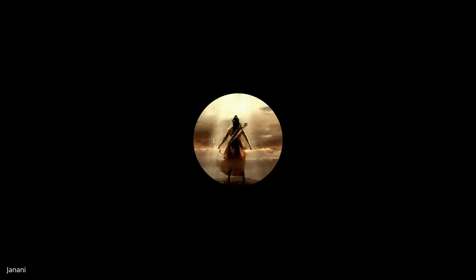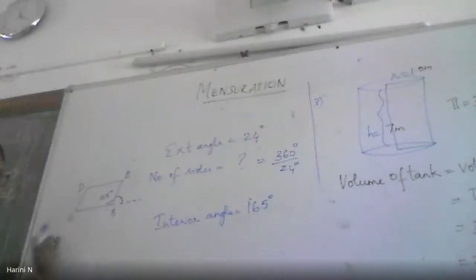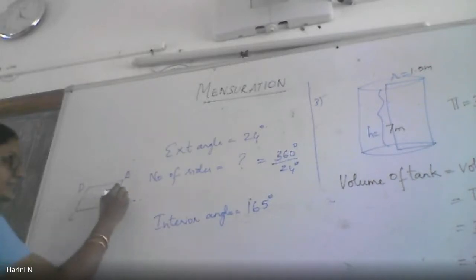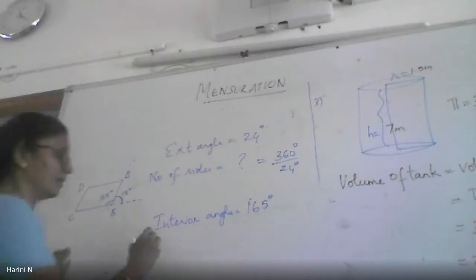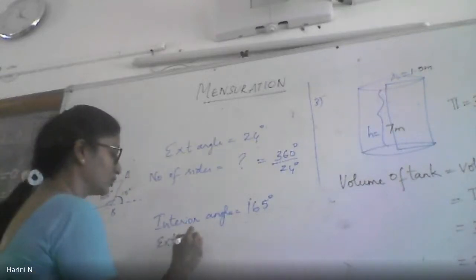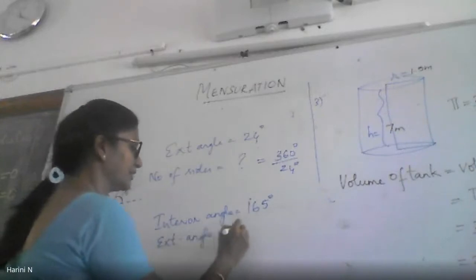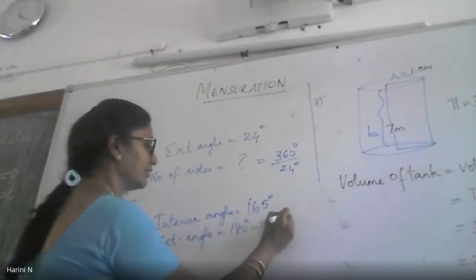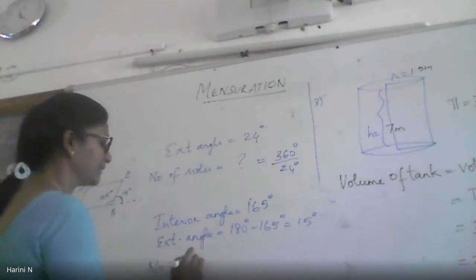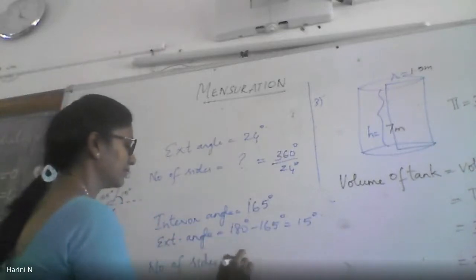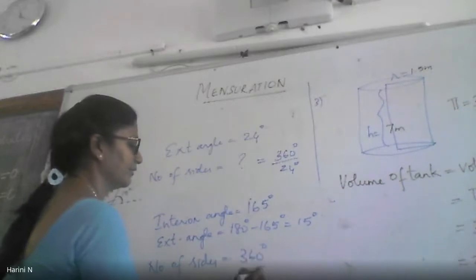Yes, this forms a linear pair. Yes or no? Because on a straight line a ray is standing. So if this is 165, this will be 180 minus 165, which will be 15. Correct? Once the exterior angle is known, the exterior angle is 180 minus 165, which is 15 degrees. Then you can find the number of sides by the same formula, that is 360 divided by 15.